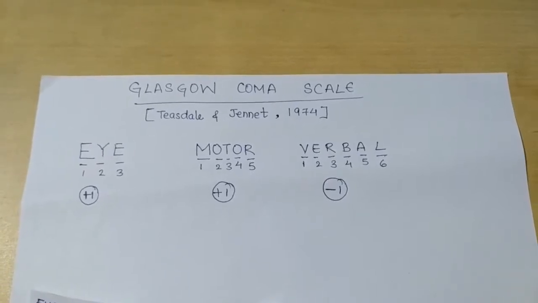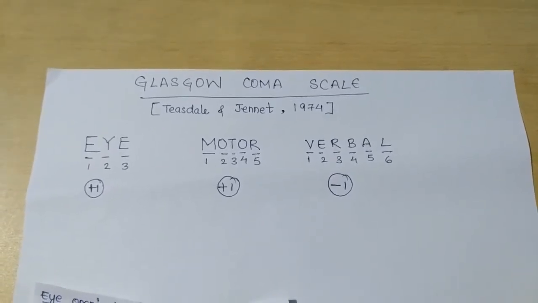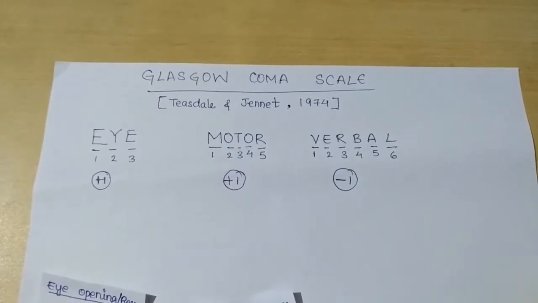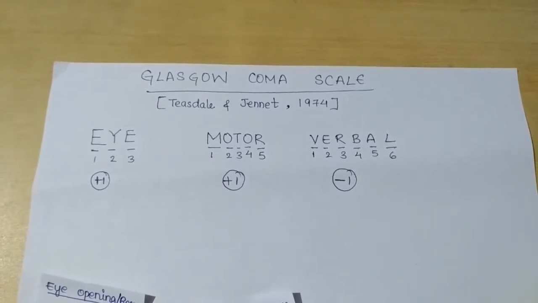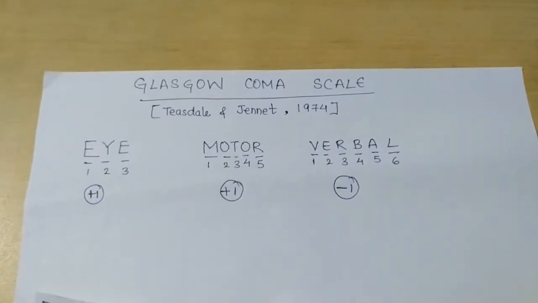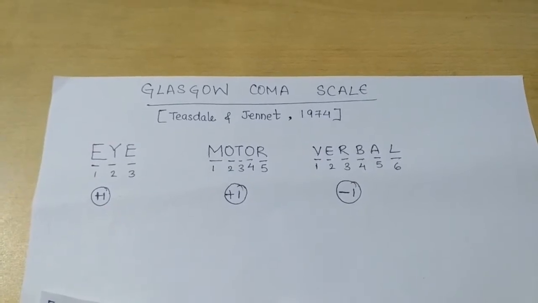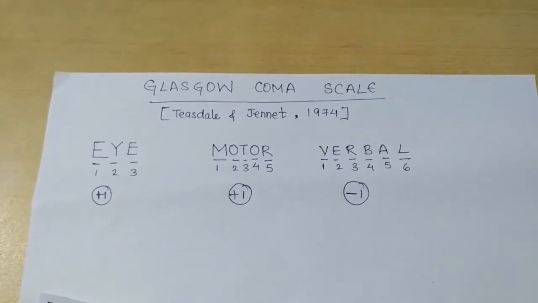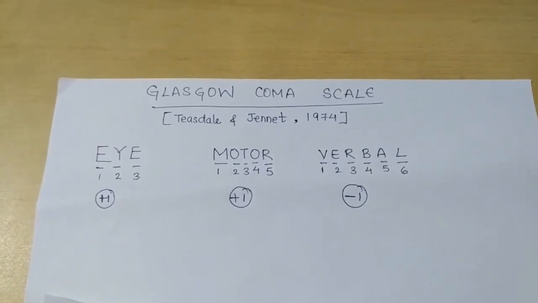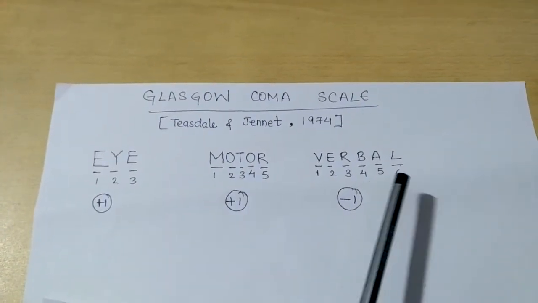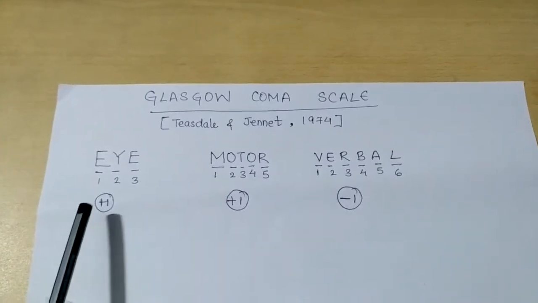It was given by Teasdale and Jennett in 1974 and it is used to describe the level of consciousness in a person after a traumatic brain injury, or in simple words we can say it gauges the severity of an acute brain injury. As we know, it has three components: EMV. E gives us the eye component, the motor component and the verbal component.